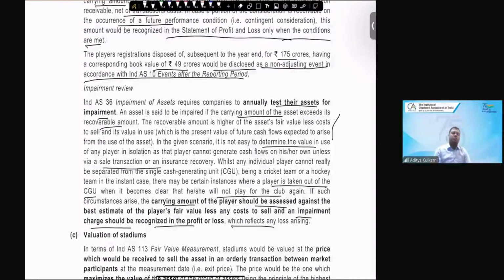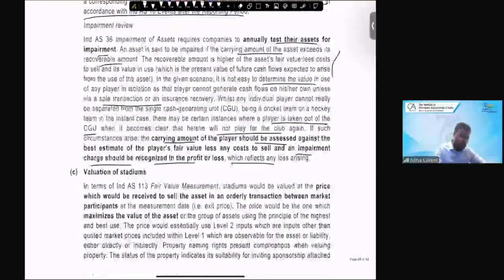Are we able to follow? Yes, sir. So this ends up becoming a cause for impairment.